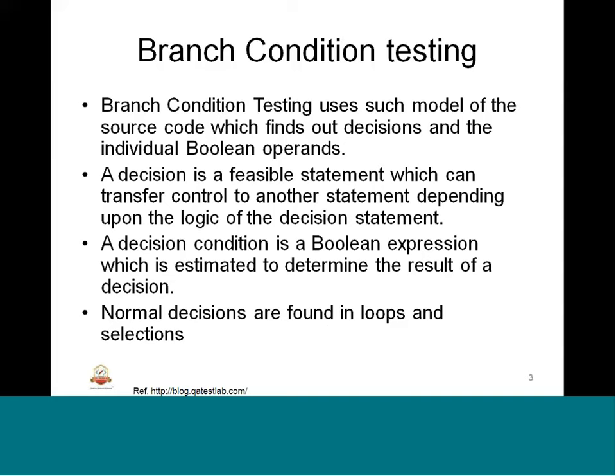A decision is a feasible statement which can transmit control to another statement. It depends on the logic of the decision statement. Again, the logic is very important here. Based on the values that we drive for the logic, it is going to decide the decision output as well as the Boolean operands within the decision conditions. A decision condition is a Boolean expression which is estimated to define the result of a decision. Normal decisions are found in loops and selections again.